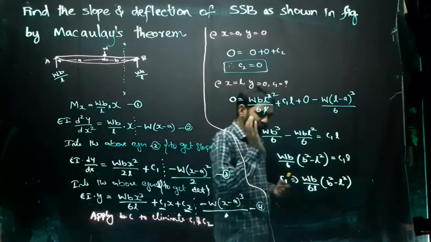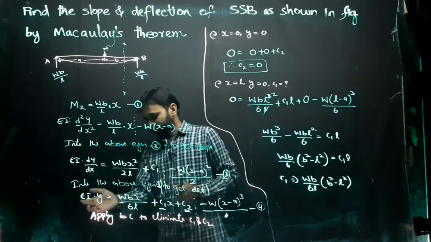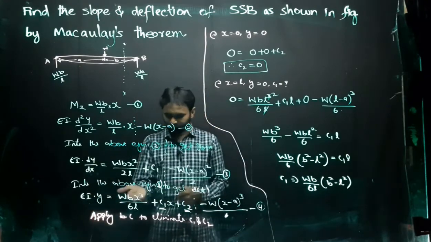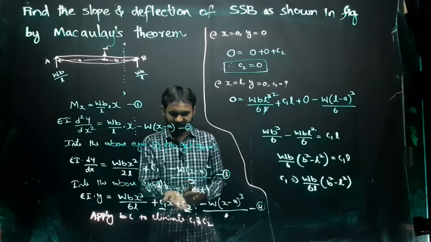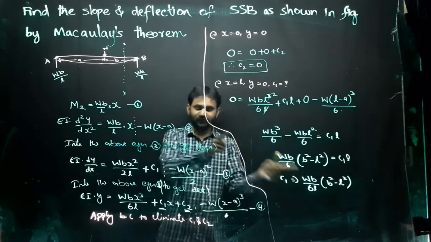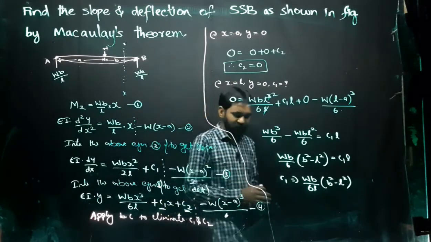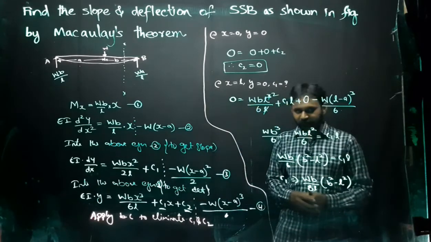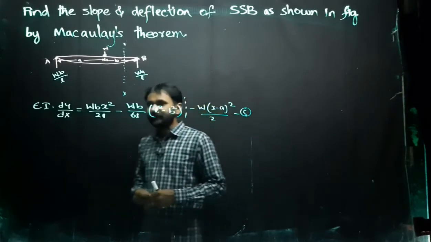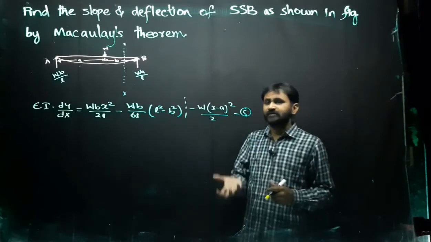Now I have to substitute these C1 and C2 values in which equation? In the slope equation as well as the deflection equation, to get the maximum value. Where I have slope and deflection, both C1 and C2 appear. So these C1 and C2 values should be substituted in equation number 4 so that my constants are eliminated, and I'll get the right answer. After getting C1 and C2, you have to substitute them in your slope and deflection formulas.